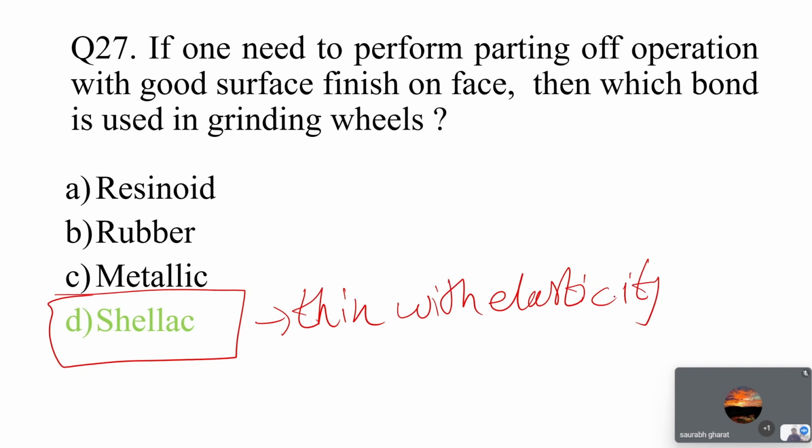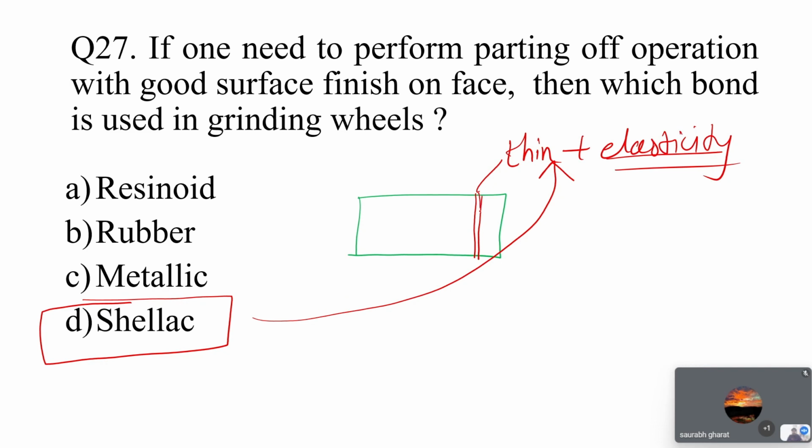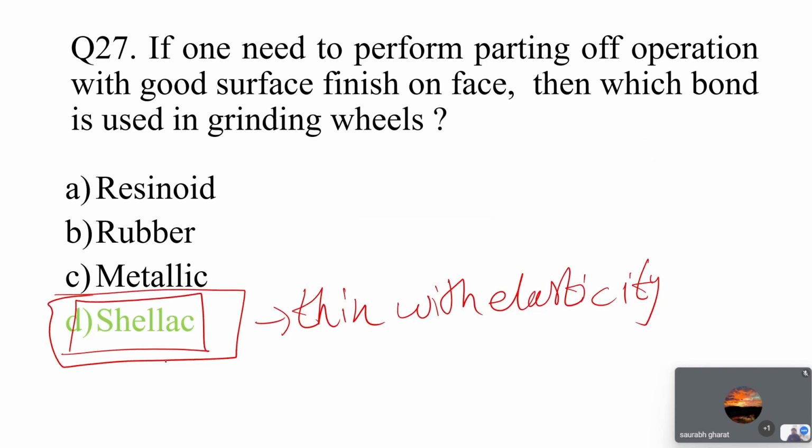What will happen to this elasticity part? It can go up to this length, because it must have elasticity also, because it travels completely here. So it has both thin plus elasticity, so it can be called a shellac bond. So shellac bond is your answer. Metallic bond is for diamond, and rubber is not used. So the answer is just this.